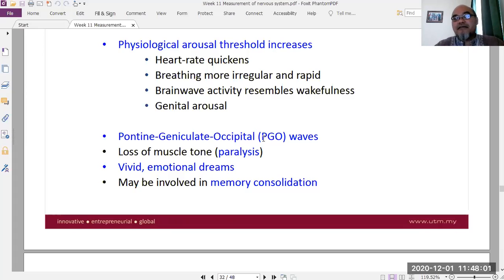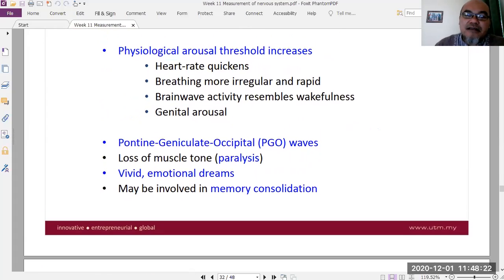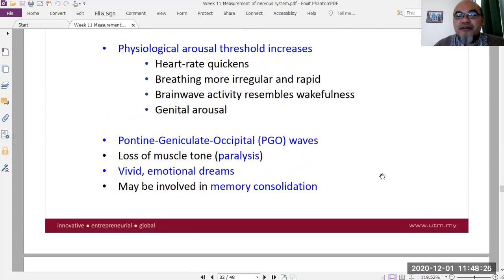You are not able to control your muscles during REM sleep, but you are doing some activity in your dream. That's why you experience vivid, very clear, emotional dreams that even after you are awake, you can still remember. Scientists think REM sleep may be involved in memory consolidation. This is one theory, not necessarily the true one, but the current theory. There is much other research on REM sleep.